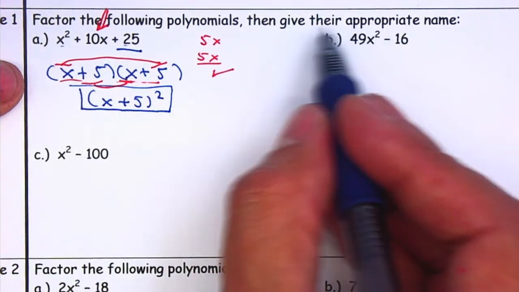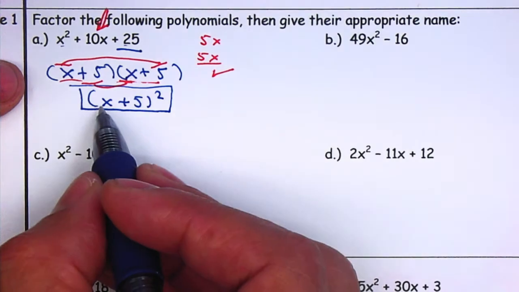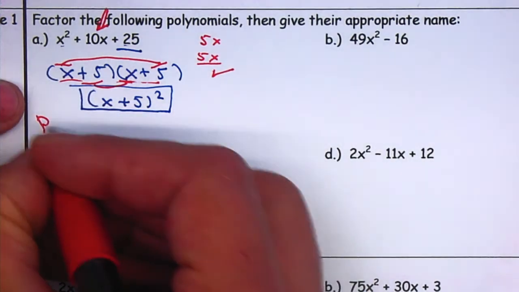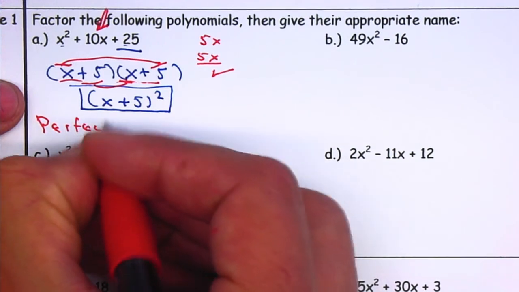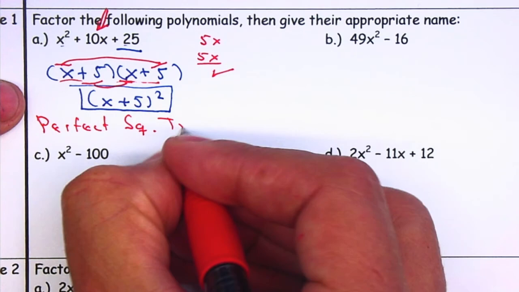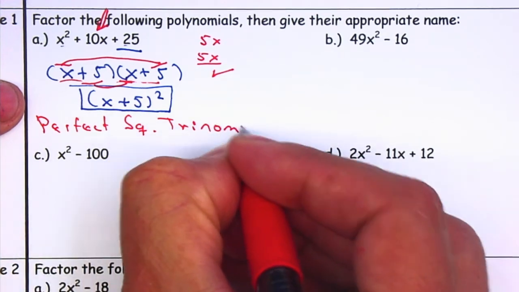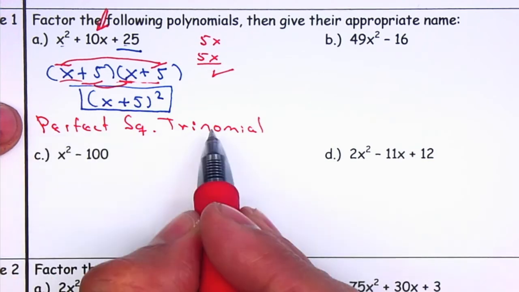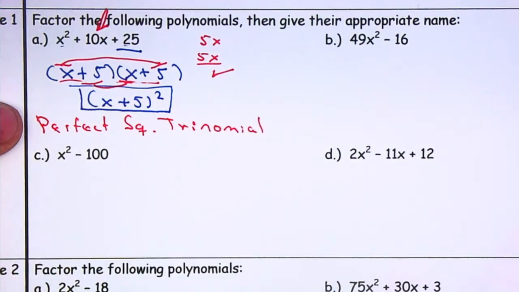You also need to give the appropriate name. This will be a perfect square trinomial. So remember to write it down. Perfect square, I'm going to abbreviate it, trinomial. And yes, you do need to give me the name for each one of them on the homework.